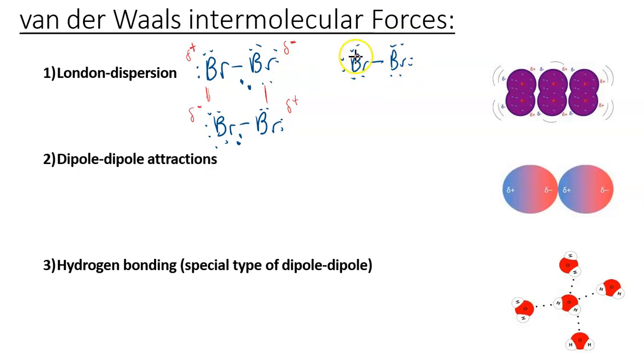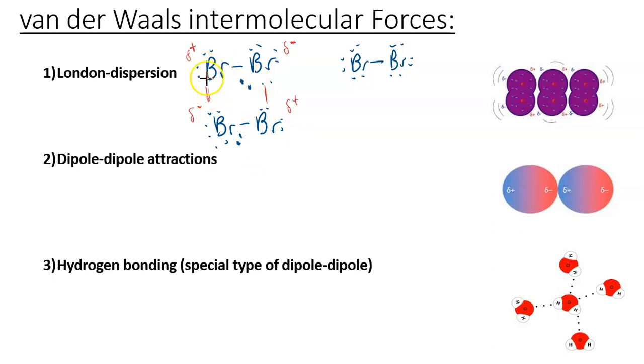And for any split second, there may be a temporary dipole on one bromine or on the other one, which will set up this potential for intermolecular forces between the two of them. Also, when two Br2s collide, if they come together, electrons are going to move away from each other, which is also going to set up a temporary dipole.